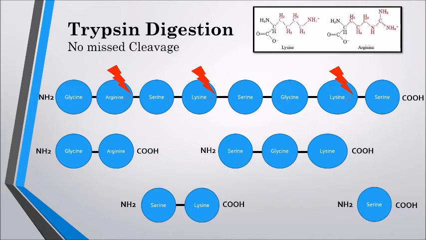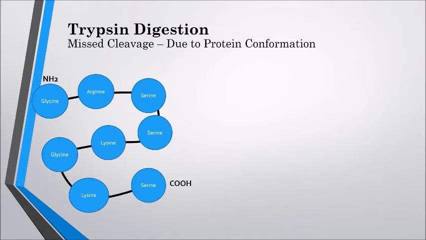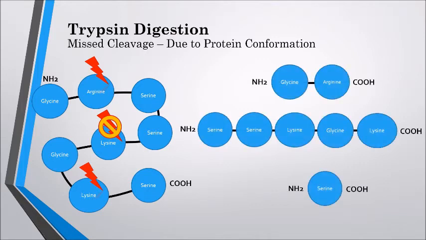However, this is seldom the case, as the protein may fall into a closed conformation. In this conformation, the protein has folded into a closed loop. As before, two of the amino acids, one lysine and the other arginine, can be cleaved by trypsin. However, one of the lysine residues is no longer accessible for trypsin digestion since the protein is folded. Therefore, we get the peptides as shown here. Instead of 4 peptides, we now get only 3.